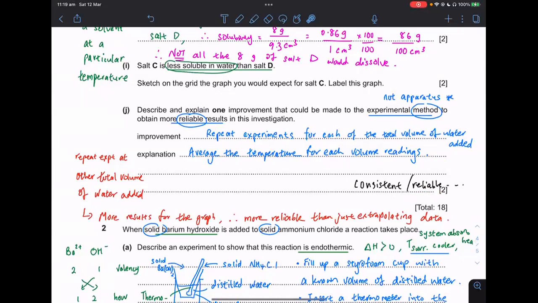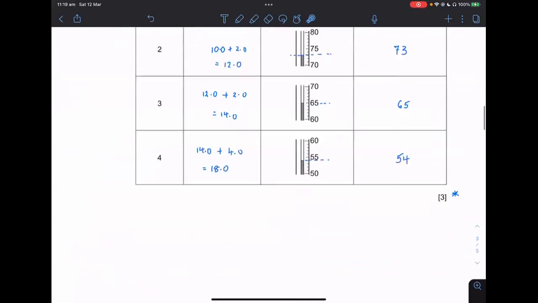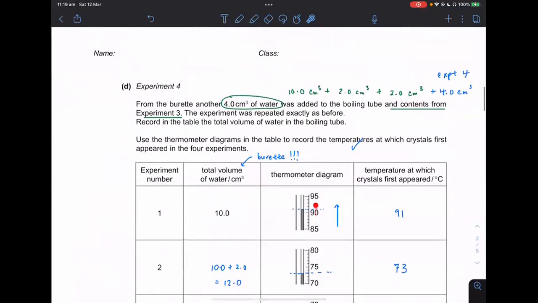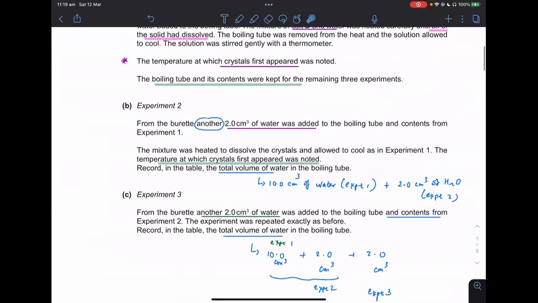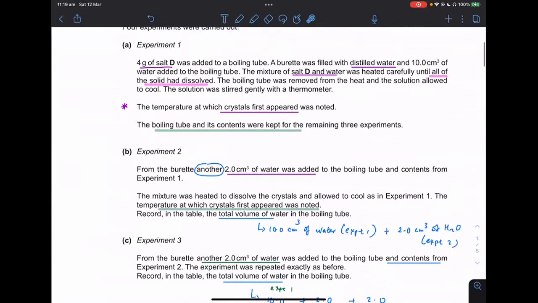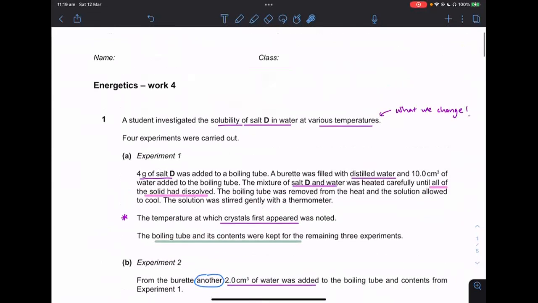Then you average them to be more reliable. Accuracy is to do with the use of better equipment, like instead of this thermometer, you can use a thermometer like we did for work 5. There was a much more accurate thermometer. Instead, you use a burette here. I forgot the earlier bit of the question, whether you use a burette for both of them or not. So you use a burette for distilled water. You use a burette for the solution as well, I think.